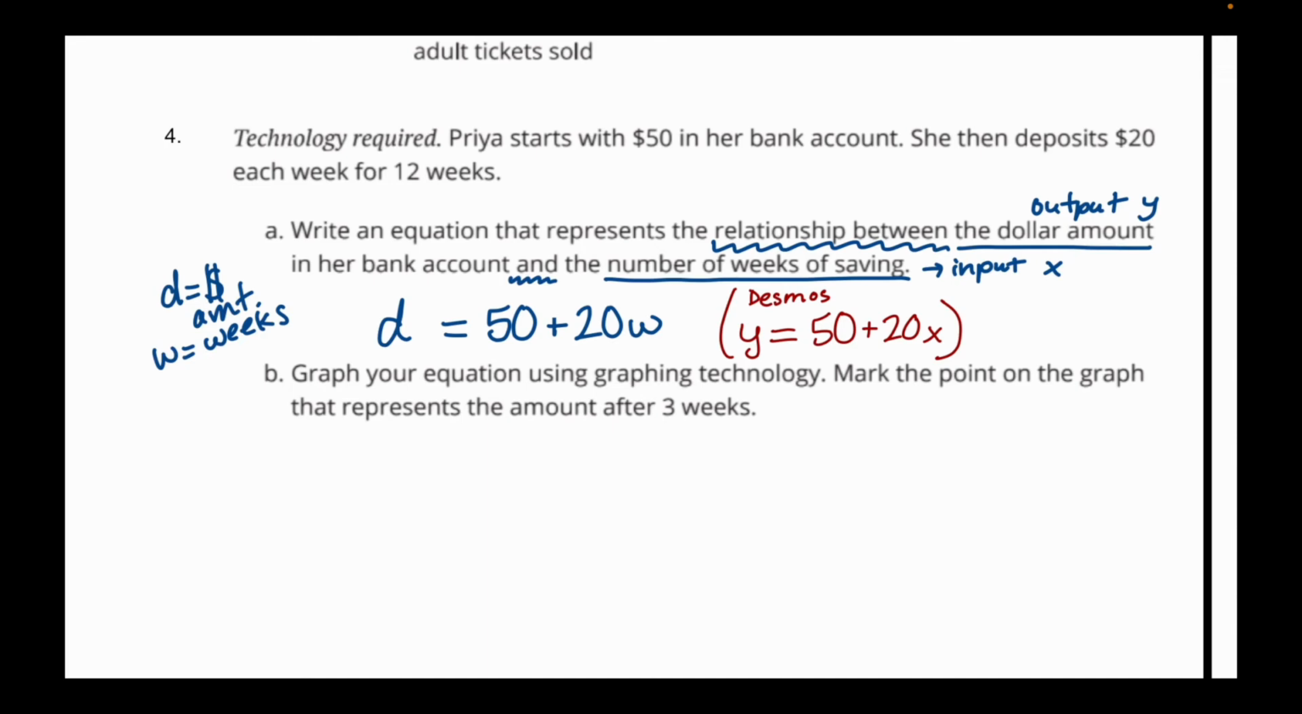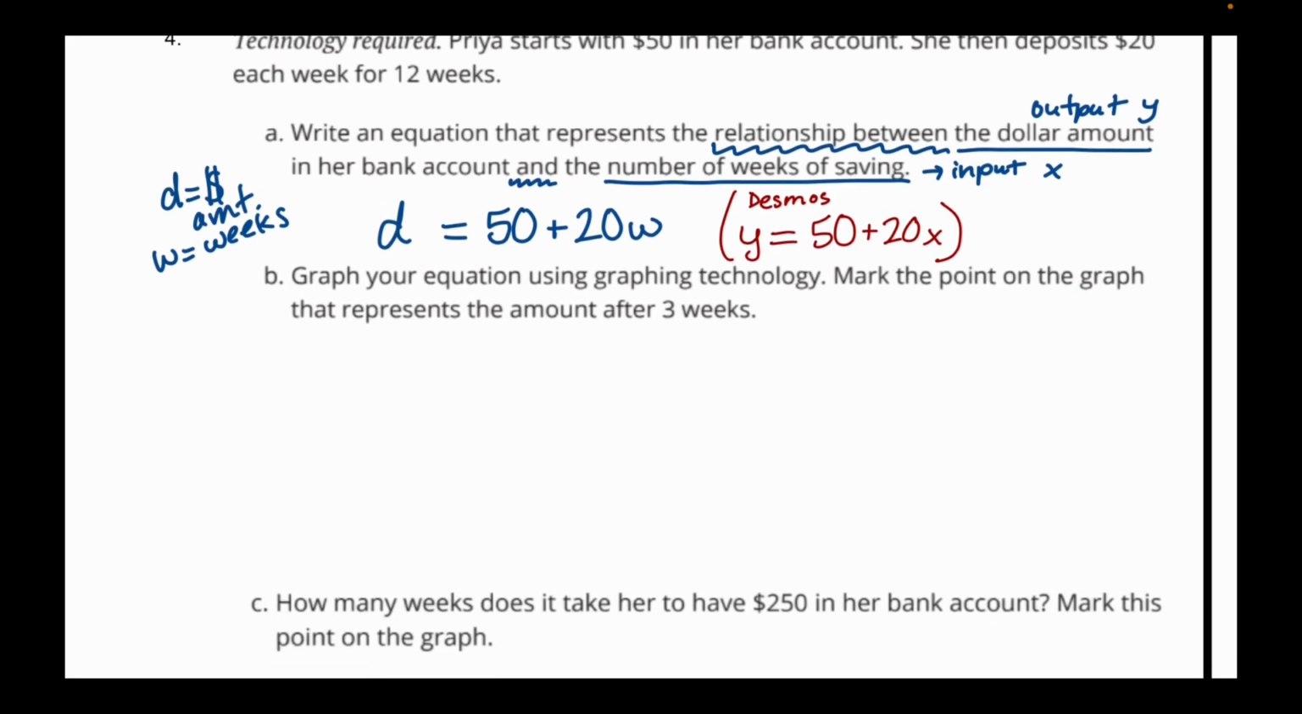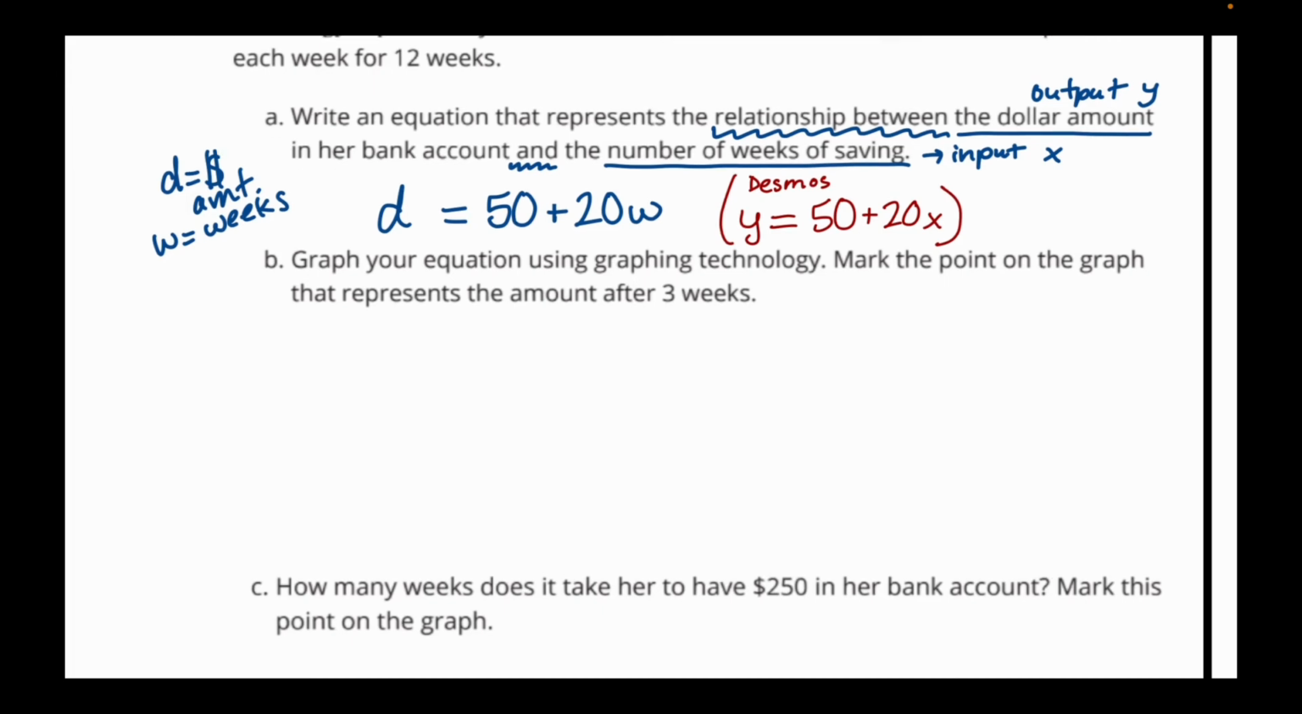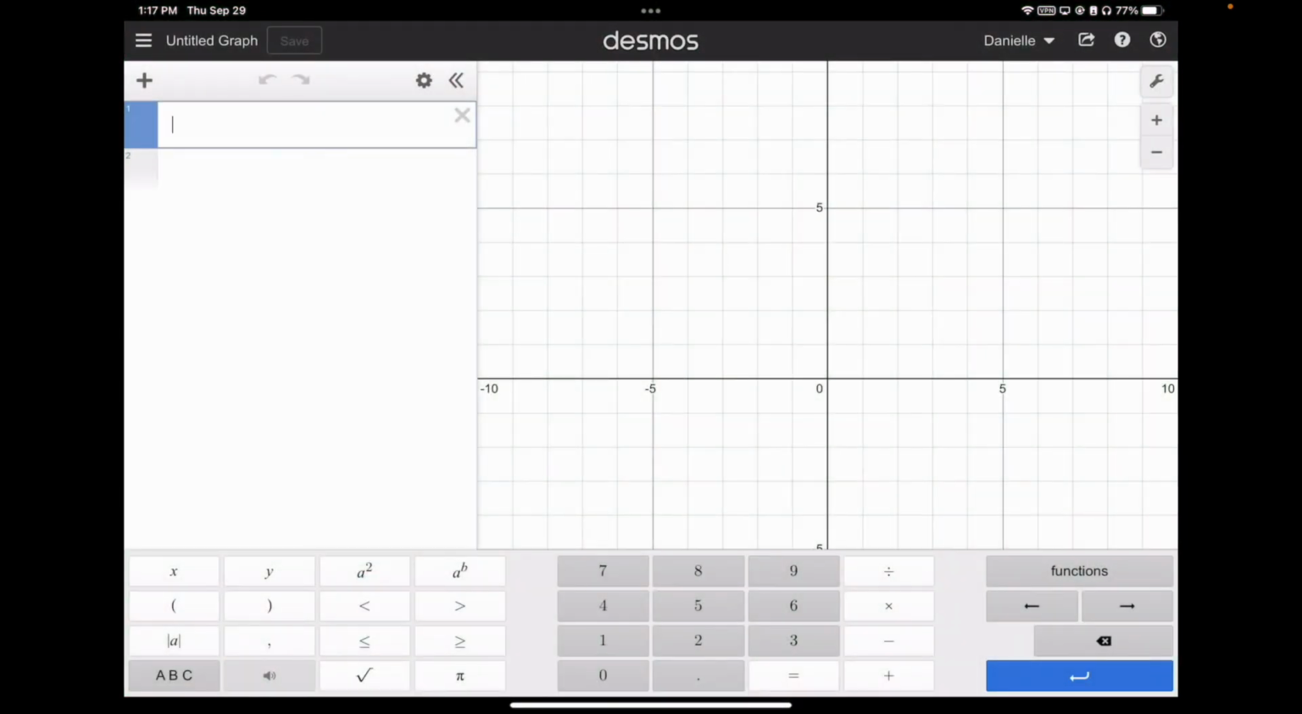Okay, so now we're supposed to graph our equation using the graphing technology and then mark the point on the graph that represents the amount after 3 weeks. So I may do a little screen capture of this or something like that, but I'm going to then just acknowledge that point. So let's move to the Desmos graphing calculator and graph that equation. I'm going to use the y equals version, not the D and W, because it's not always a fan of me when I use different variables. Unless you put something in function notation, it tends not to like it.